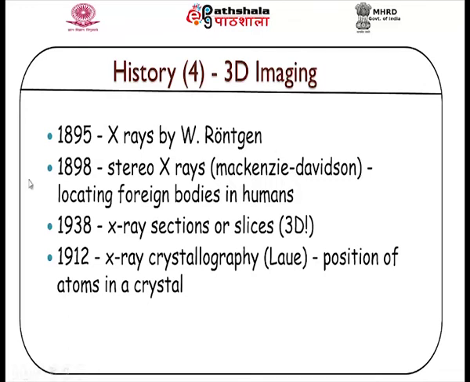Then this got extended. So in 1898, stereo X-rays came into existence, which were introduced by Mackenzie and Davidson. These kinds of stereo X-rays were helpful in locating foreign bodies in human beings. Then in 1938, X-ray sections or slices, 3D slices, were introduced. In 1912, X-ray crystallography was introduced by the person named Lowe, wherein the positions of atoms in the crystals were used to represent the X-rays.